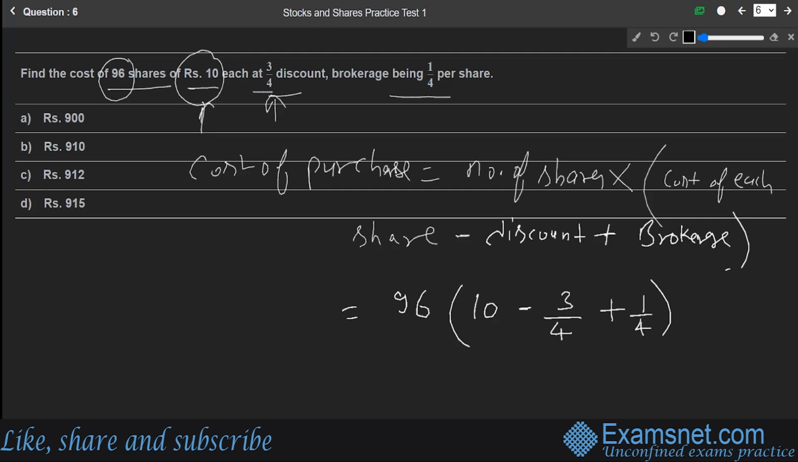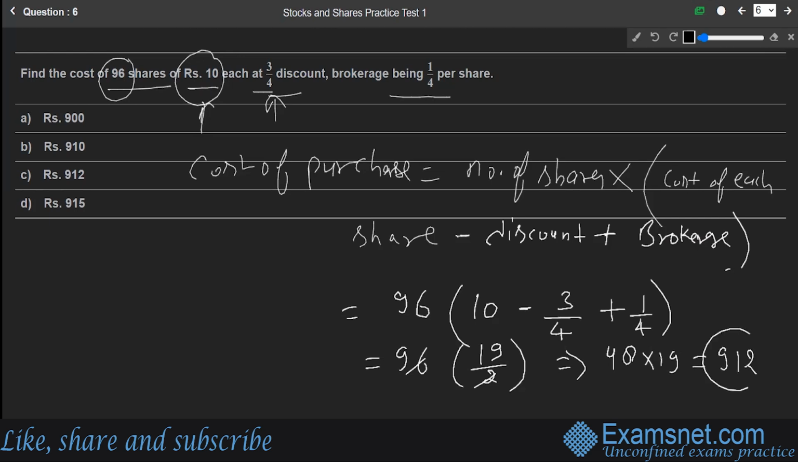If we solve this particular equation, then we get 96 divided by 10 minus 3 by 4 minus 3 by 4 plus 1 by 4. If you solve this, that is 96 into 19 by 2. Solving further, 2 cuts 96 easily to 48. 48 into 19 gives you the final value as 912 rupees. So that is the actual cost of 96 shares, rupees 912. That is available clearly in option number C.